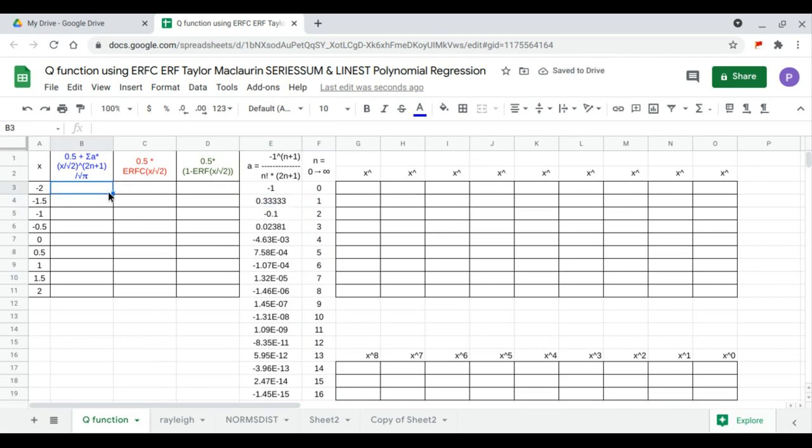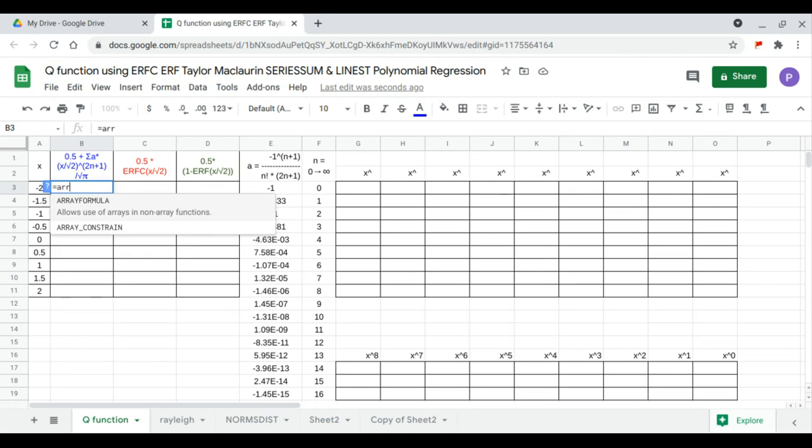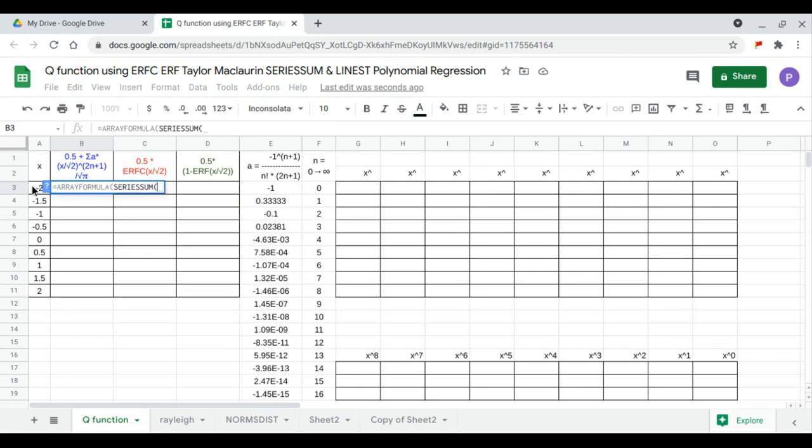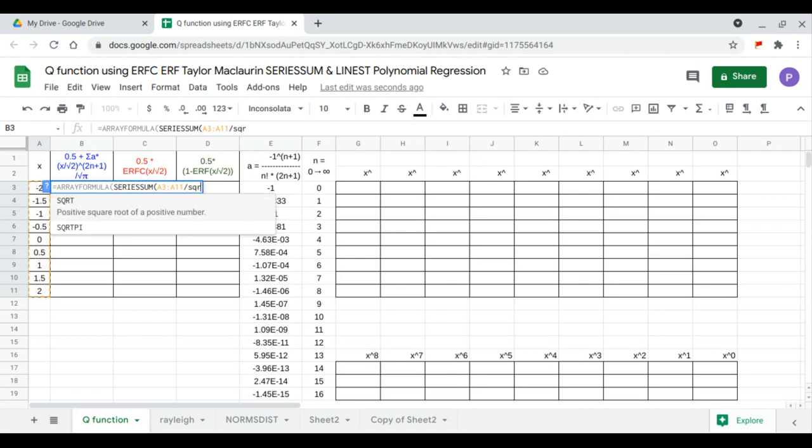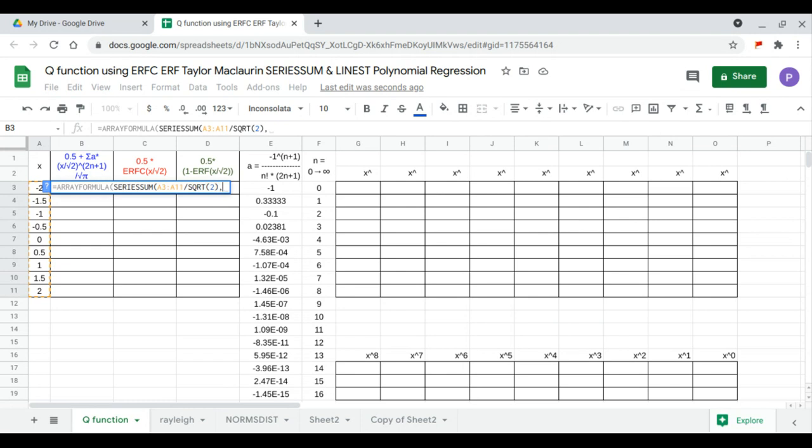And we can now complete the expansion, which is R a formula, series sum of the x values over square root of 2 raised to the power 2n plus 1, where 2n plus 1 starts at n equals 0, so 1, followed by 2 times 1, 2, 3, so 1, 3, 5, 7, 9. So starting from 1, incremented by 2. And the coefficient will be this range. Enter.